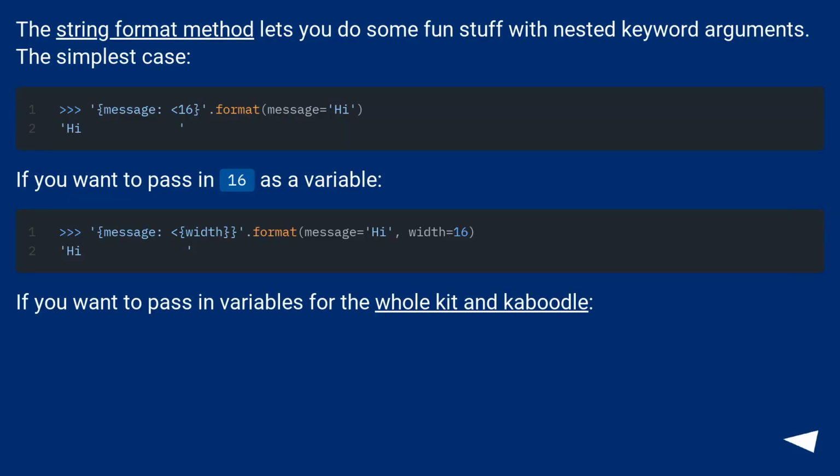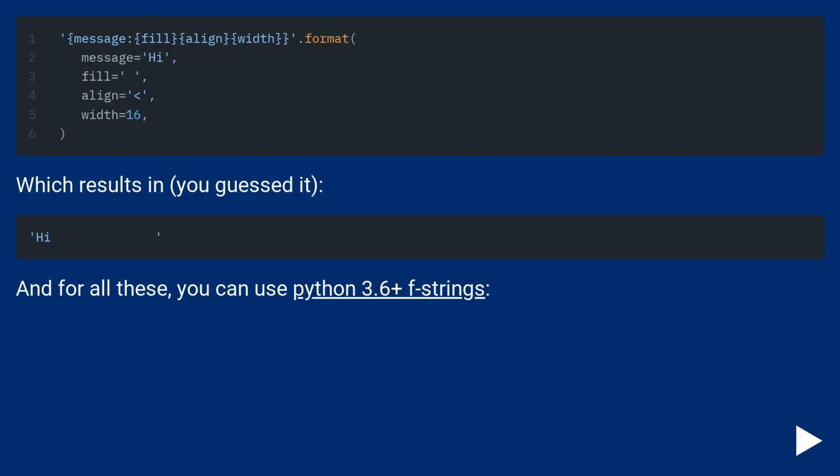The string format method lets you do some fun stuff with nested keyword arguments. The simplest case. If you want to pass in 16 as a variable. If you want to pass in variables for the whole kit and caboodle. Which results in, you guessed it.